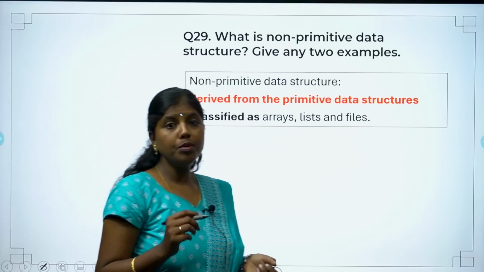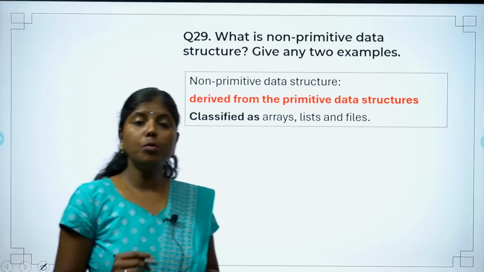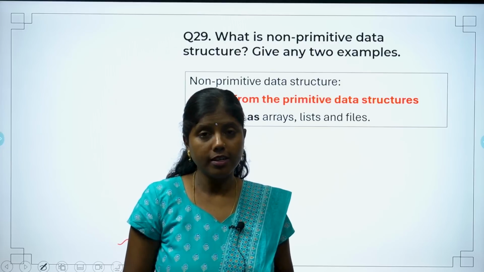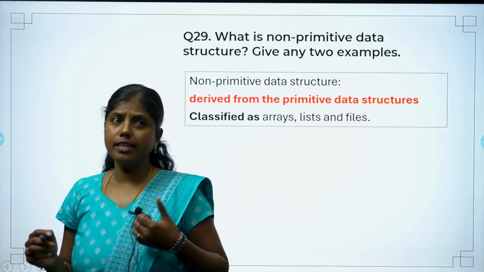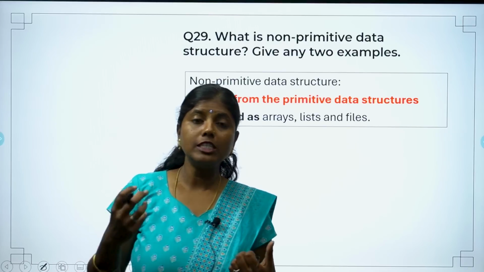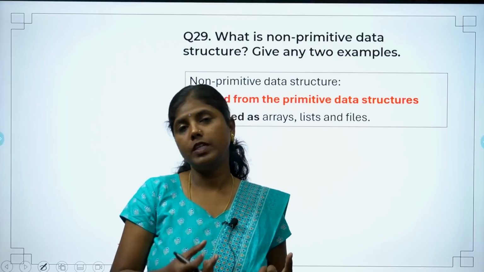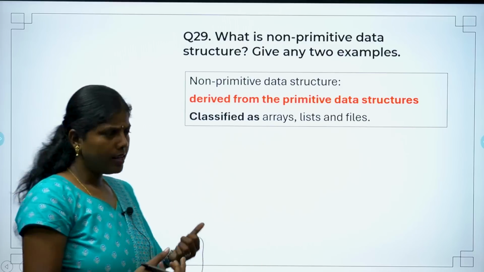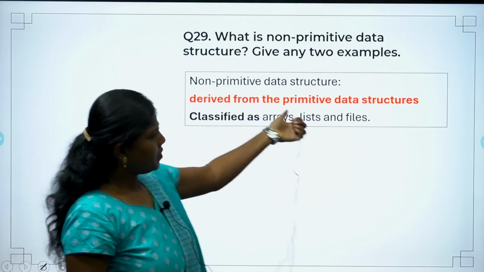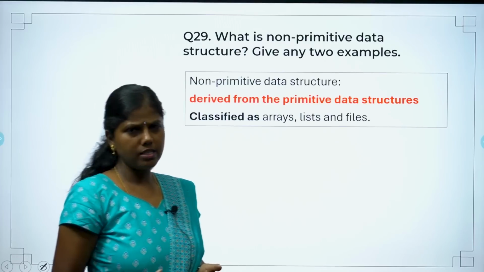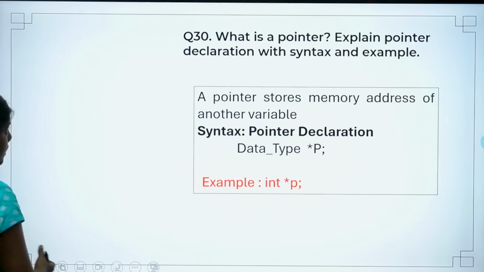What is a non-primitive data type? Non-primitive data structure means what? Primitive is basically a data structure which is operated on by machine level instructions. Non-primitive means one which depends on the primitive data structure. Examples are an array, list, and files. So it is derived from the primitive data structure, and examples you can write as arrays, lists, and files. Don't get confused. Clear? So we'll go to the 30th question.